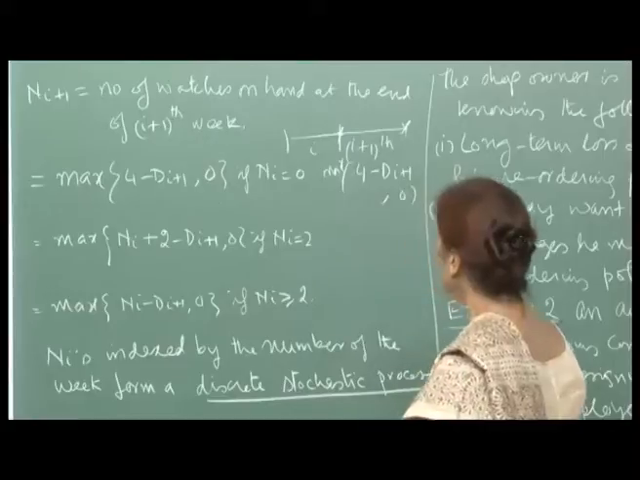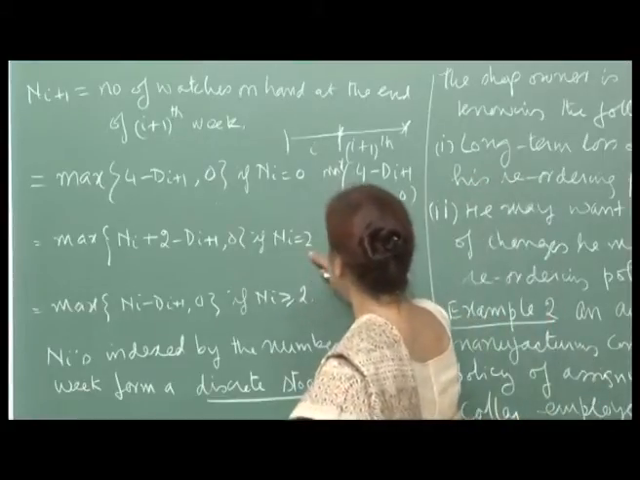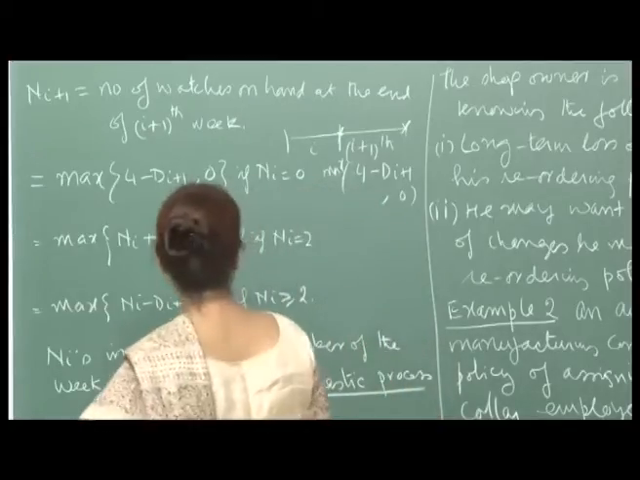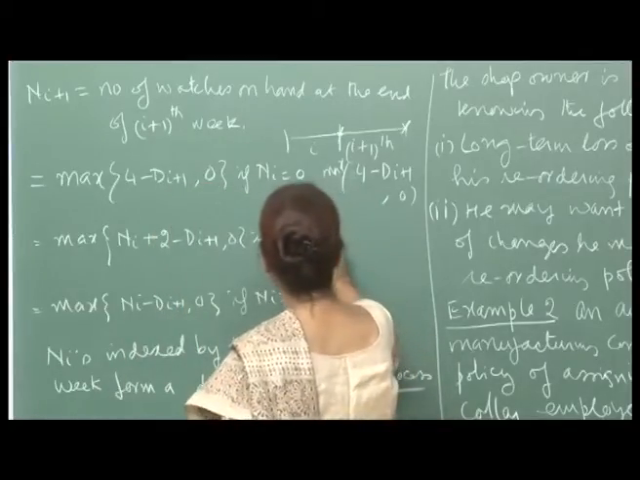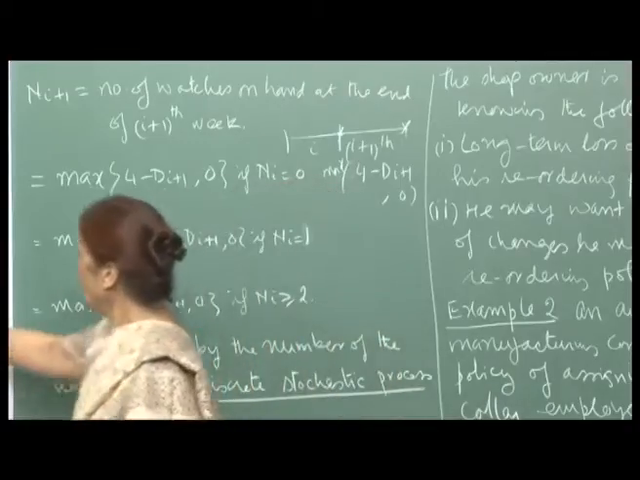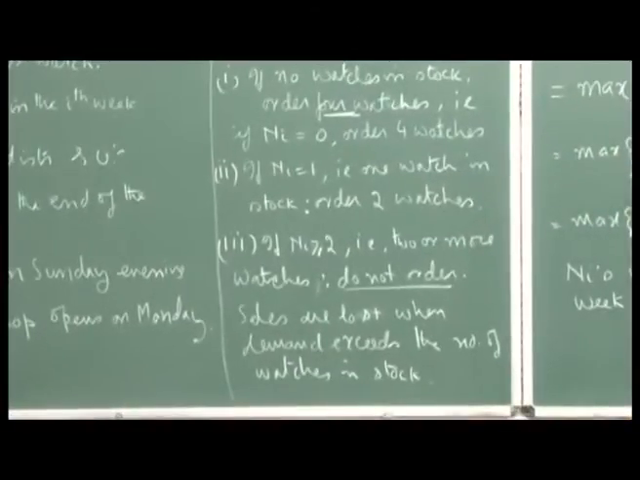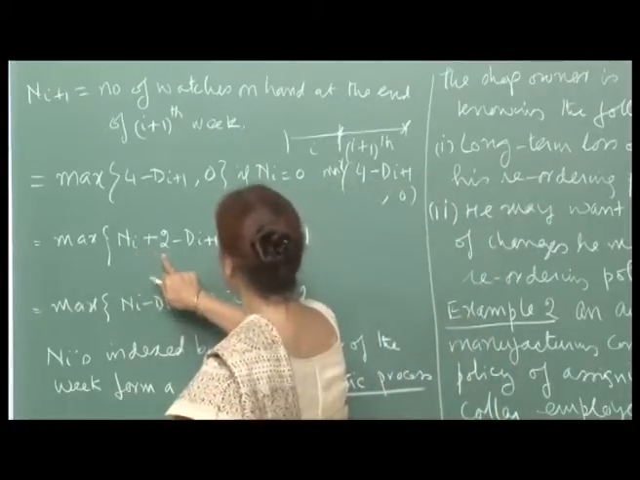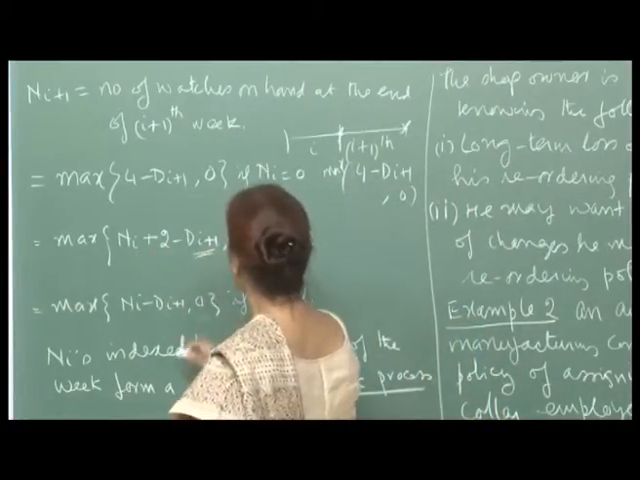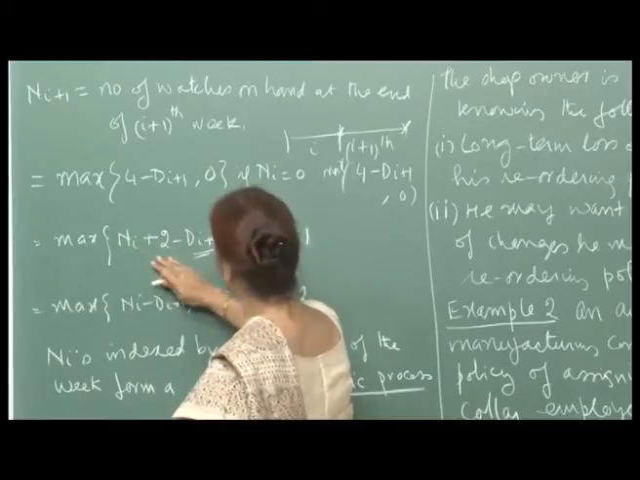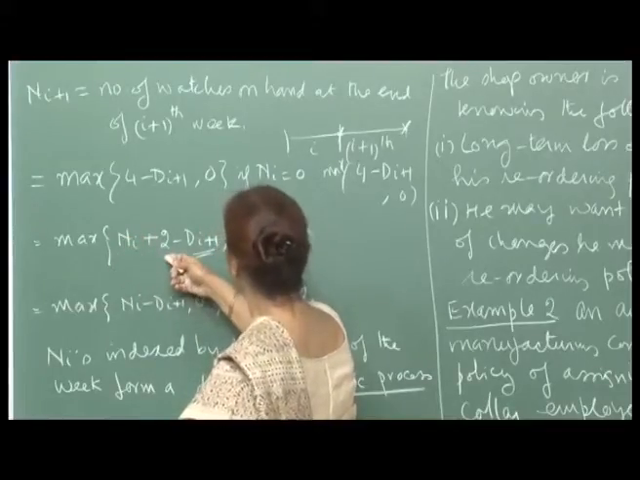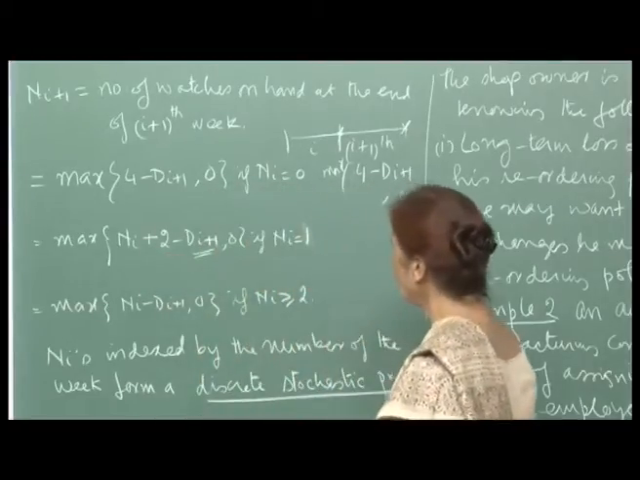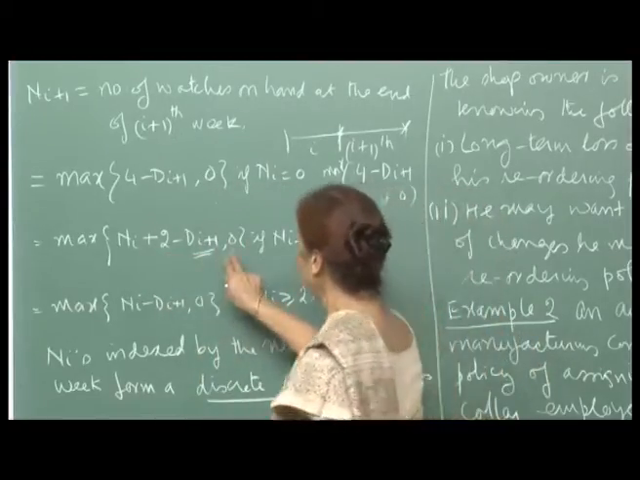Okay. So, similarly if ni is 2, what were the policies? No, ni is 1, sorry, this is ni is 1. So, if ni is 1, then he orders 2 watches. So, this will be ni plus 2 minus again whatever the demand, and if this number is positive, then that will be taken as the number of watches on hand at the end of the I plus 1th week, otherwise it will be 0.